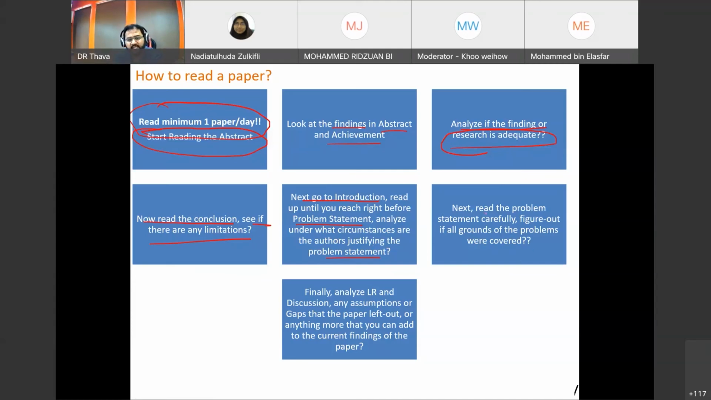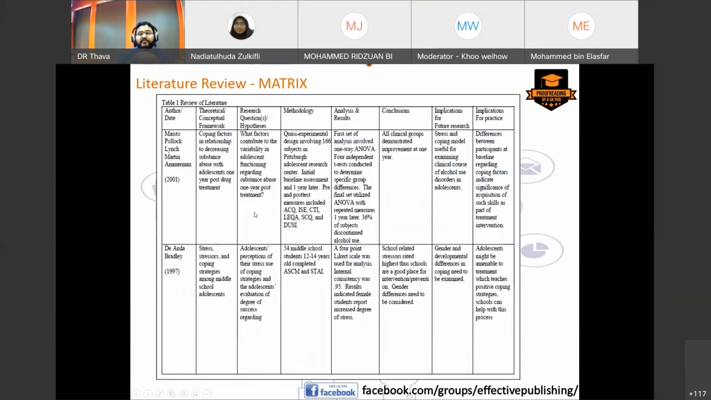Analyze the process. Next, read the problem statement carefully. Figure out if all grounds of the problem were covered. That means whether all other angles were covered or not. Can you do something else or not? Can you measure something else or not? And so on and so forth. Finally, analyze the literature review and discussion. Look for any assumptions or gaps that the paper left out, or anything more that you can add to the current findings of the paper.